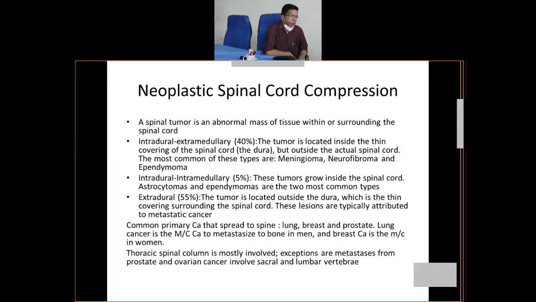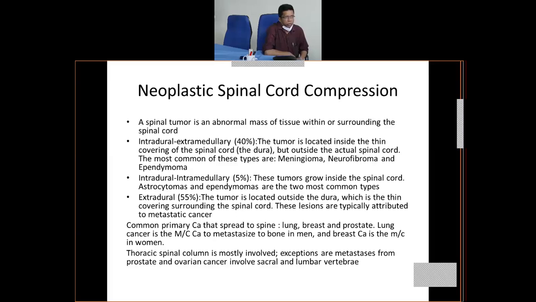Neoplastic spinal cord compressions. Spinal cord tumor is not very common, but anyway, in case of chronic compressive myelopathy, you have to rule out tumor. Tumor may be of two types: it may be intradural or extradural. Extradural is outside the dura. It's mostly due to metastasis, and intradural may be extramedullary or intramedullary.